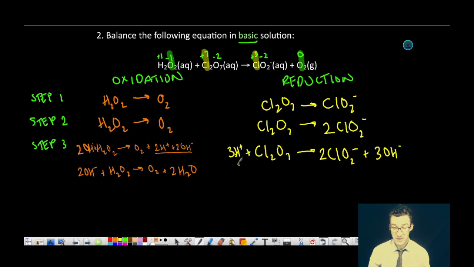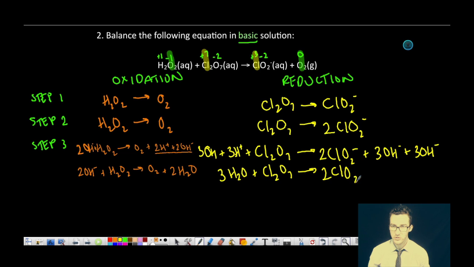But then remember, because we're in a basic solution, we're going to add however many hydroxides as hydrogen ions, so we have to add that same number to the other side. And then we'll sort of simplify this. We've got 3 waters plus our Cl2O7. And then on the right-hand side of the reaction, we've got 2 ClO2 minus and 6 hydroxide ions. Whew.